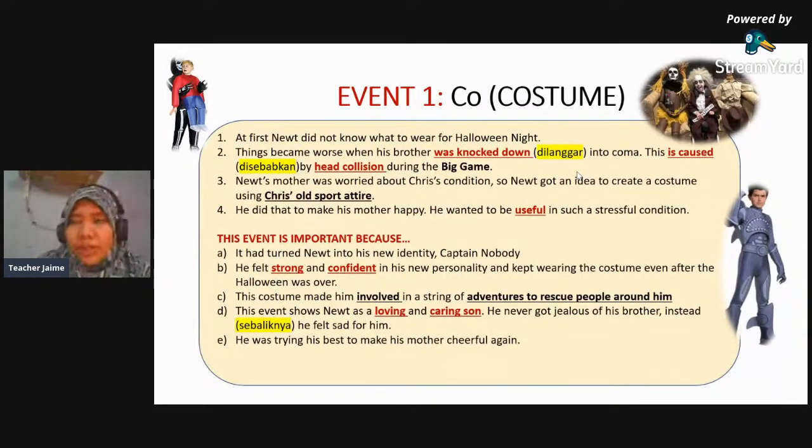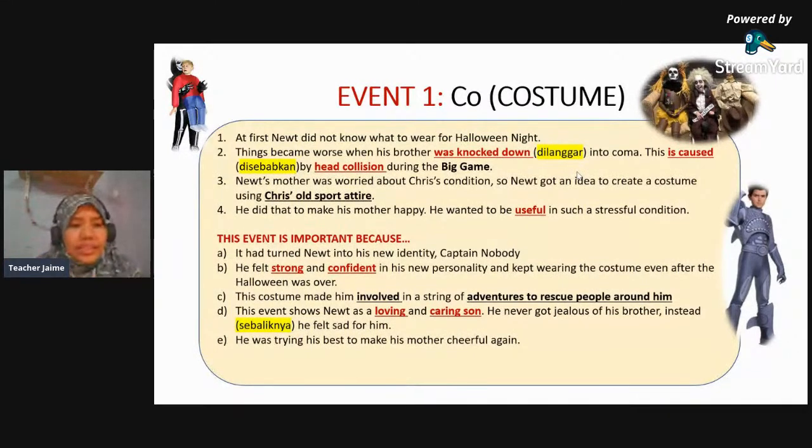Do you still remember who Chris is? Chris is Newt's famous brother, and he was very popular. He was so big in Appletown, but he was knocked down into coma. Newt's mother was worried about Chris' condition. So Newt got an idea to create a costume using Chris' old sports attire. Obviously, because Newt is only 10 and Chris is older, the clothes are bigger than his size. That's why it's a little funny.